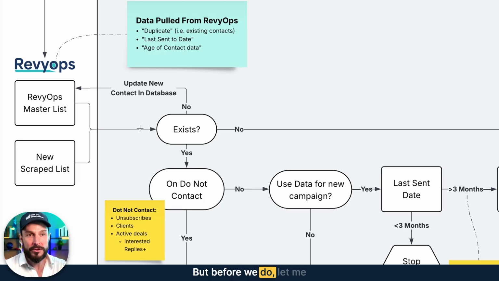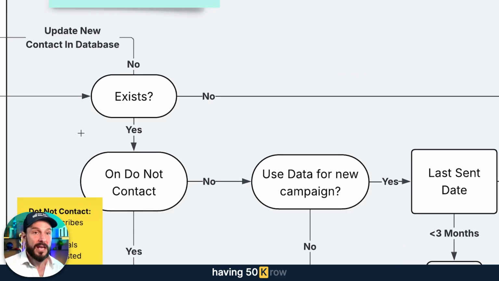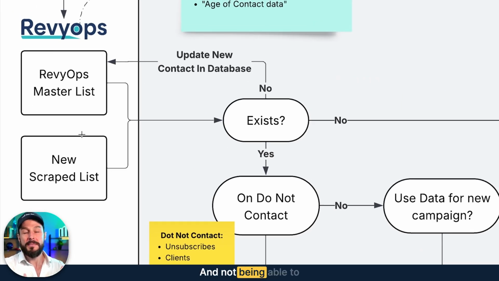But before we do, let me walk you through the basic logic and the workflow of how you can eliminate wasted Clay credits. So first, I'm assuming if you're watching this, you're a GTM engineer, an owner of a GTM agency, a RevOps person or a sales or marketing person who's trying to build lists and get better B2B data, but you are stuck with obviously getting screwed by Clay, having 50K row limits and being slow and not being able to reference all your data.